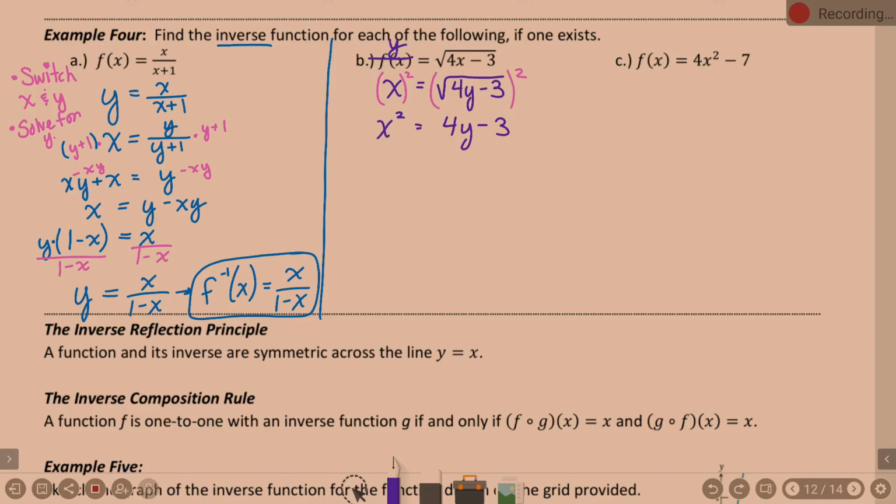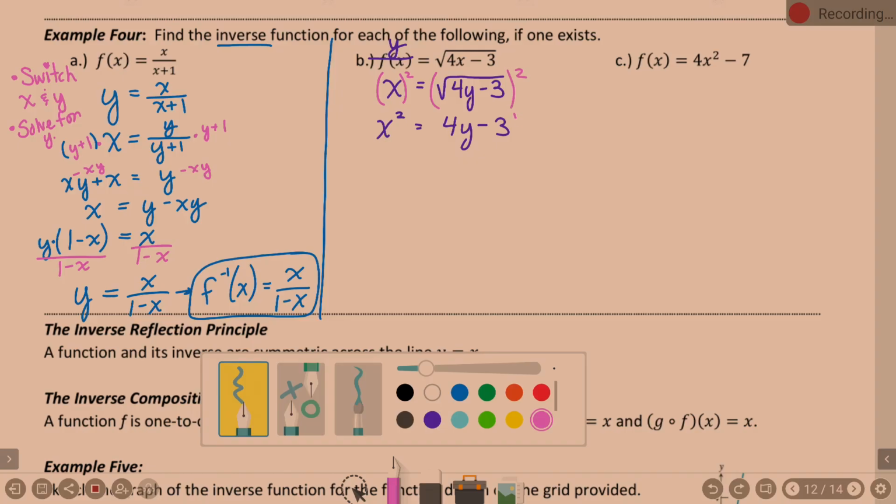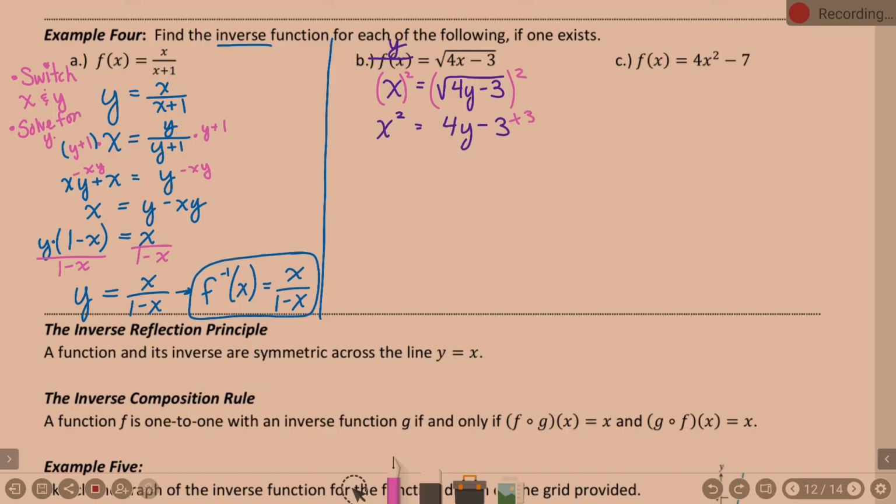Yeah. If it's 4y minus 3, what are we doing? You add the 3 over. Add the 3 over. And I'm going to flip sides. At this point, I have 4y equals x squared plus 3. Yeah. And divide by 4.